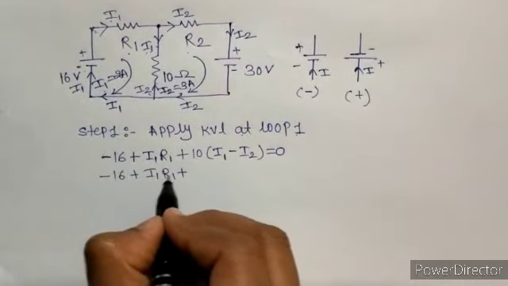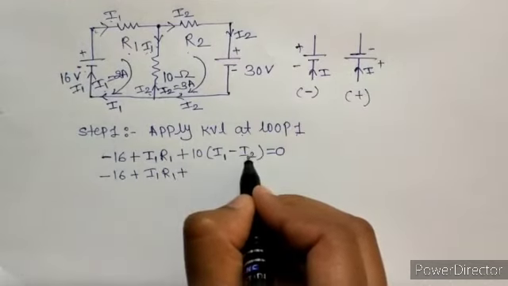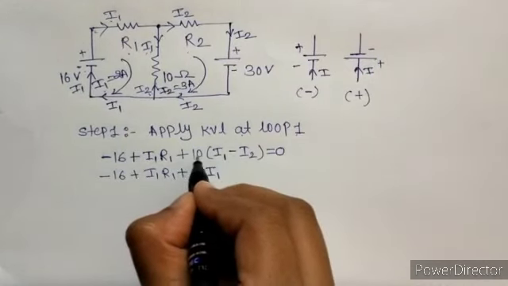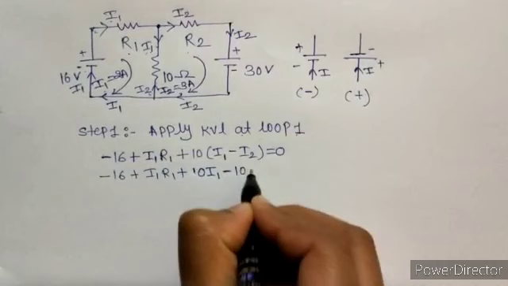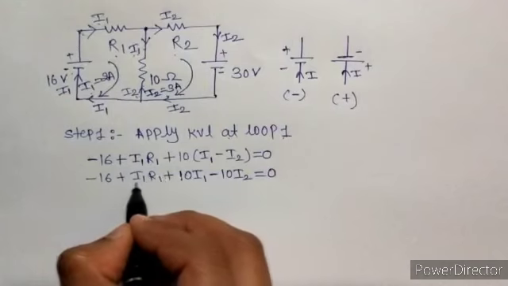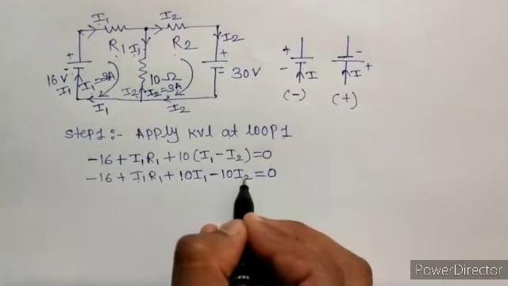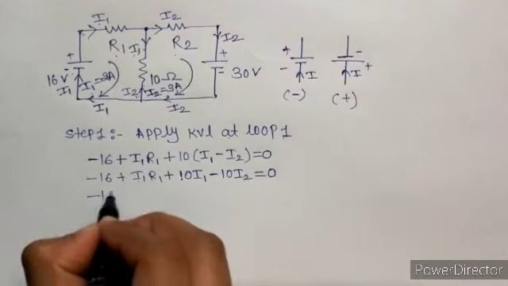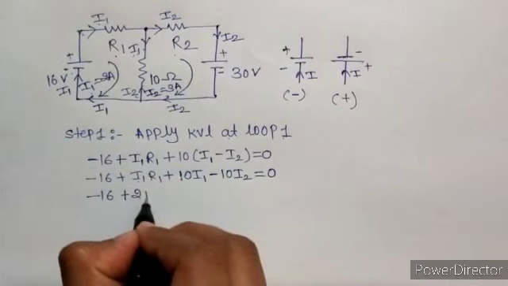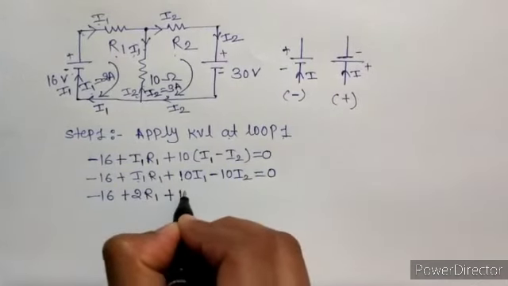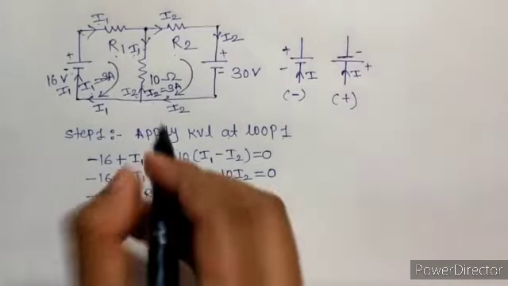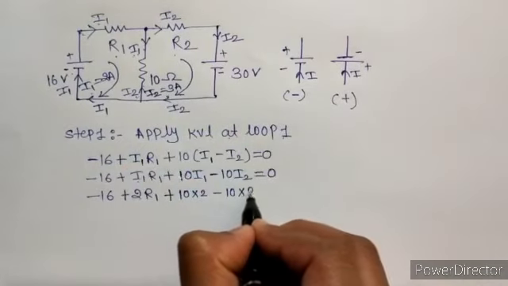Minus 16 plus I1 into R1 plus, solving this bracket, 10 into I1 is 10 I1, plus 10 into minus I2 is minus 10 I2, is equal to 0. We know the value of I1 and I2, so put them in this equation. Minus 16 plus, the value of I1 is 2 ampere, 2 into R1, plus 10 into 2, minus 10 into the value of I2, which is 3 ampere. That's why put 3 here.